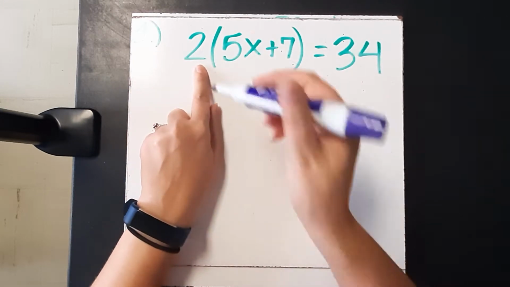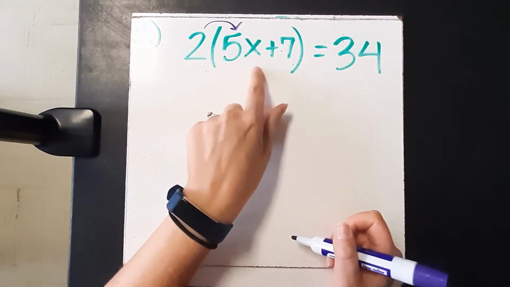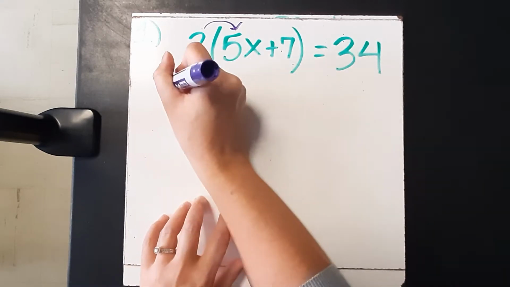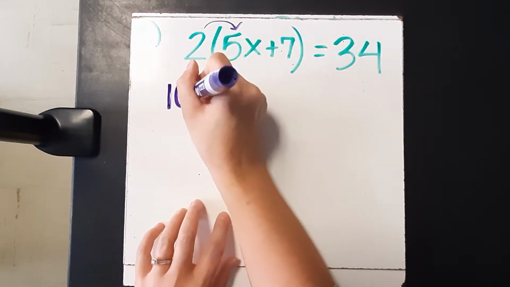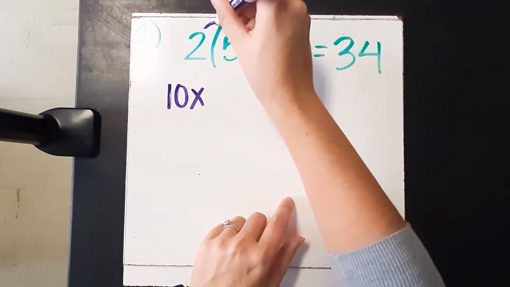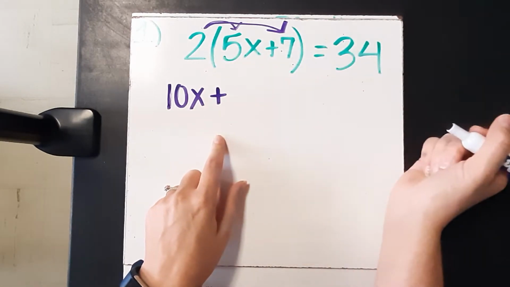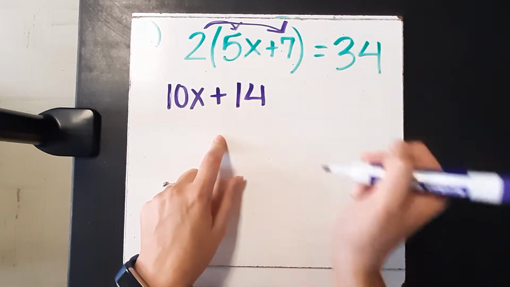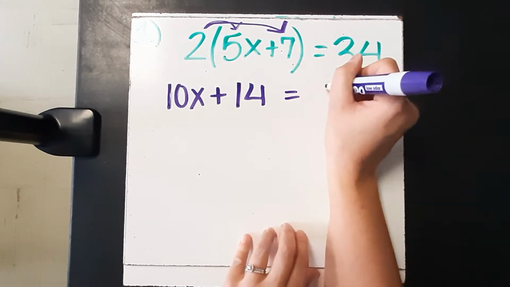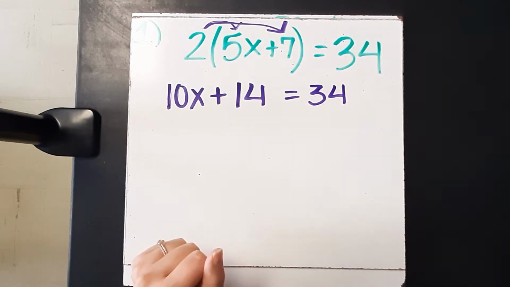So this 2, we're going to distribute that to the 5x. So 2 times 5x, well, we just multiply our coefficient. So 2 times 5 is 10. And we keep that x with it. So 2 times 5x is 10x. And then we also have to distribute and multiply this 2 times 7. So plus 2 times 7, which is 14. And then over here on the right side, we still have this equals 34. So 10x plus 14 equals 34.